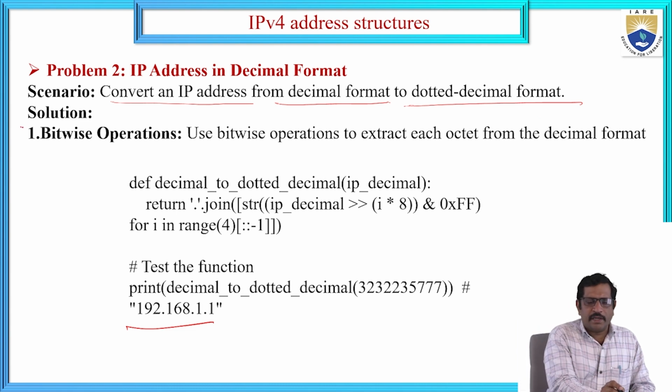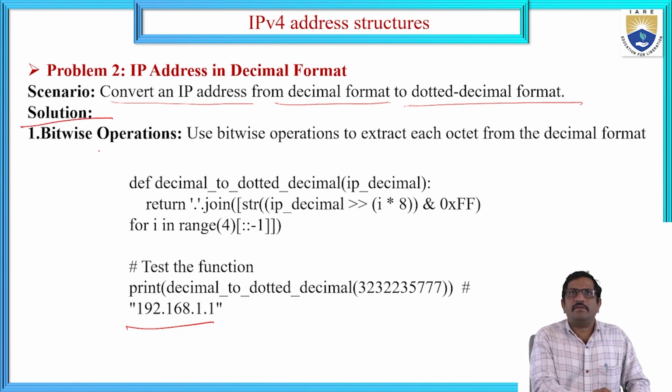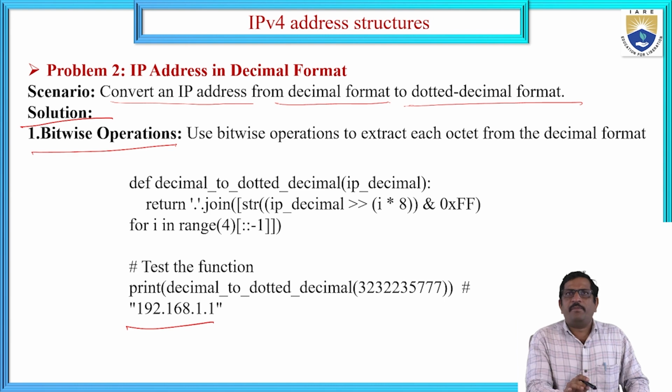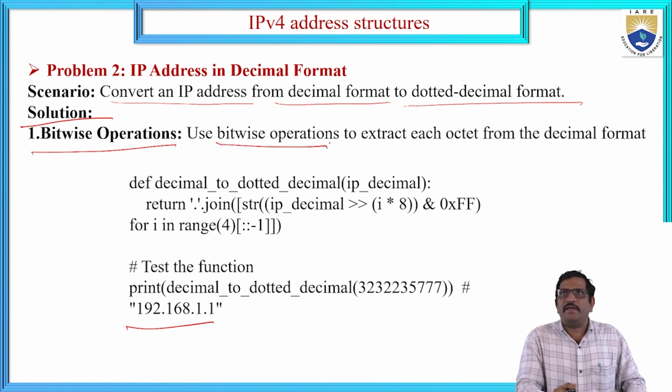Here is the solution: we perform bitwise operations. Why are we using bitwise operations for converting the decimal format? Because the machine understands only the binary form, zeros and ones. So by using bitwise operations, we extract each octet from the decimal format.